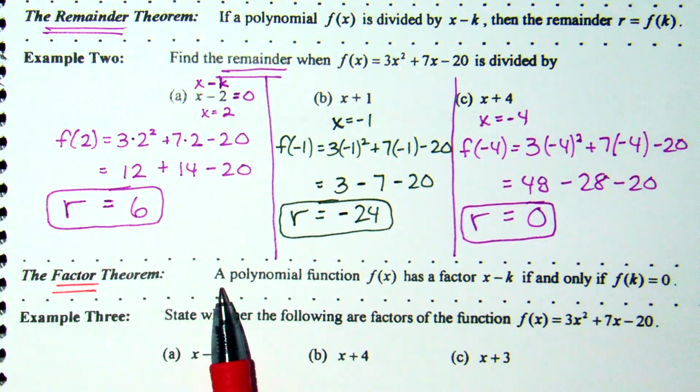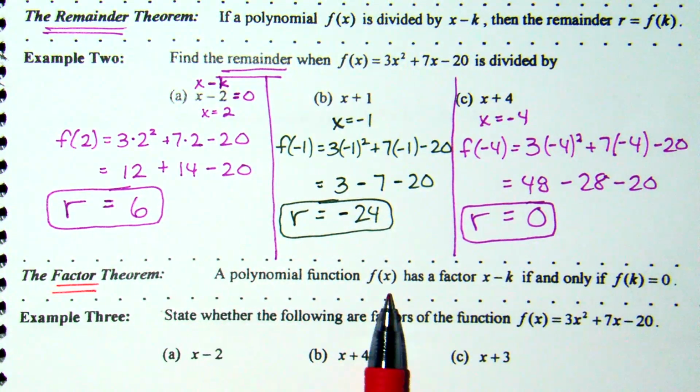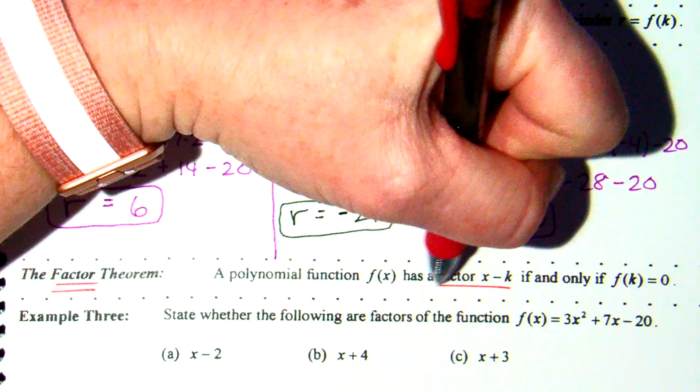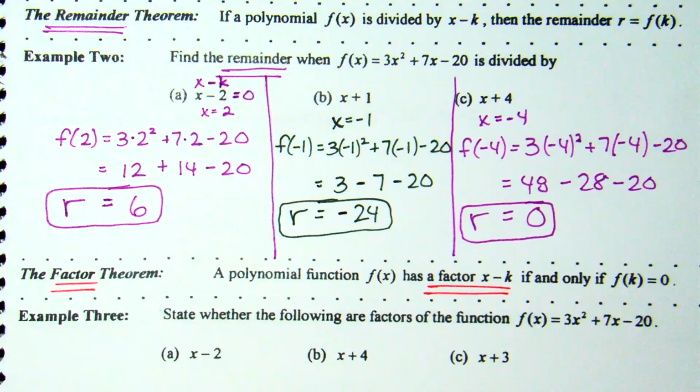Negative 14, she says. What do you know about negative 14? It's not 0. That's exactly what I wanted you to say. Not a factor. And if it's not 0, it is not a factor. That's still better than long division, isn't it?